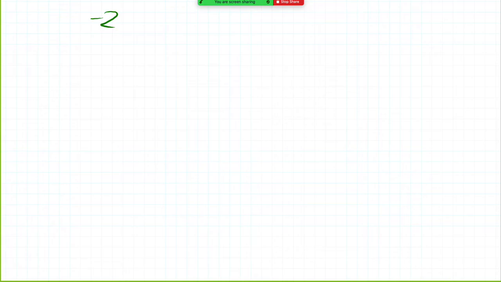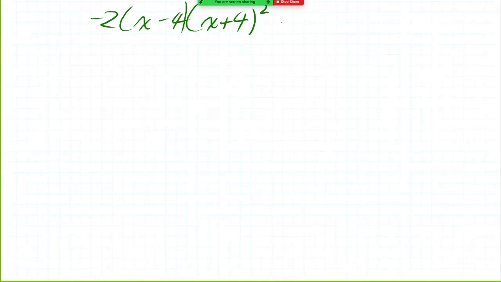We have negative 2, x minus 4, and then x plus 4 squared minus 9. Okay, so we want to expand and simplify this question here. Okay, so we have x plus 4 squared. We could quickly find the answer to this.